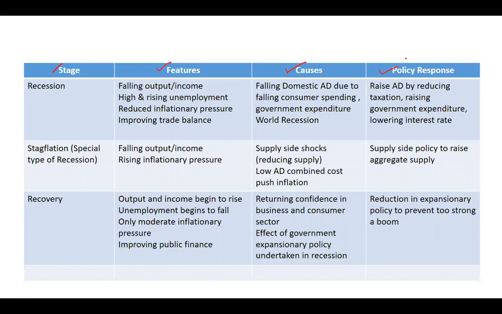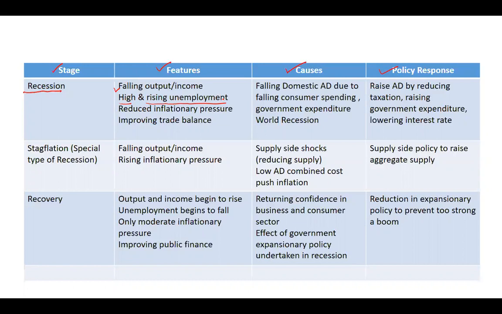So let's discuss first of all what a recession is. This is one of the stages of the trade cycle. So what are the features that reflect the recessionary situation? In recession, the number one indicator or feature is that the output will be falling and the income level will be falling. So when output falls, you can say that the economy is going into recession or the economy is in recession. Similarly, one of the indicators is that the unemployment level will be high and it will be continuously rising.